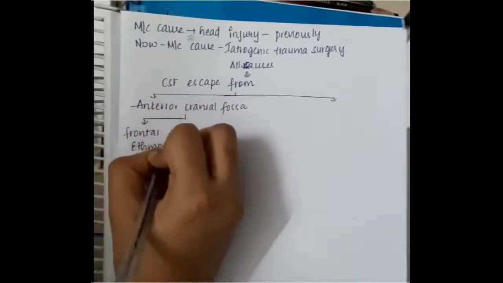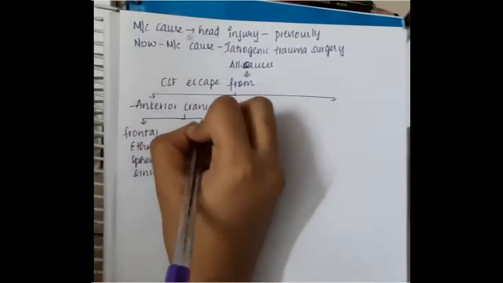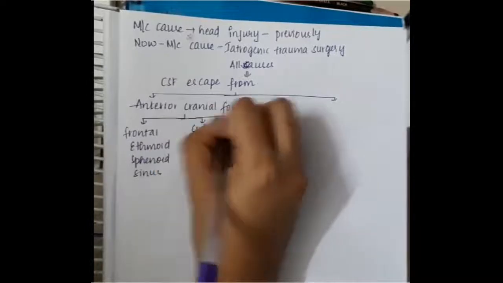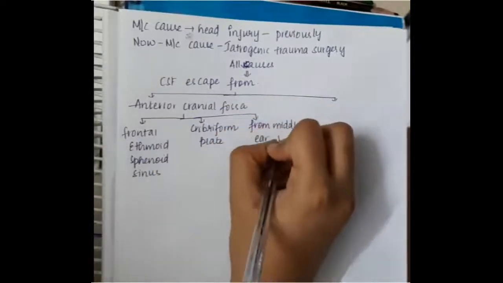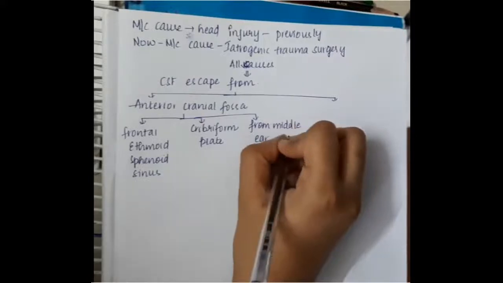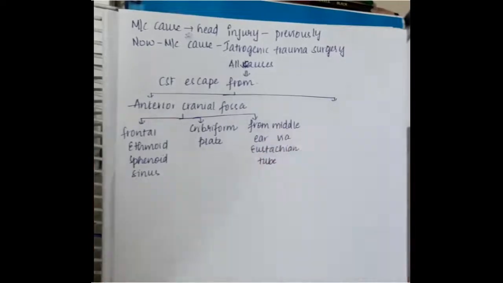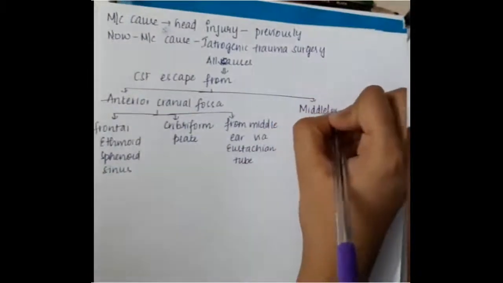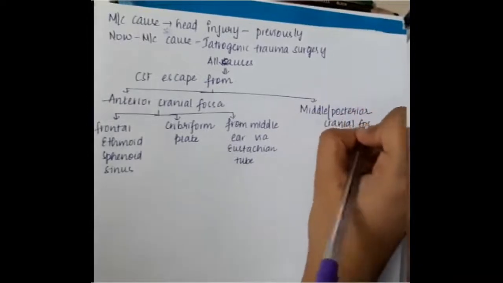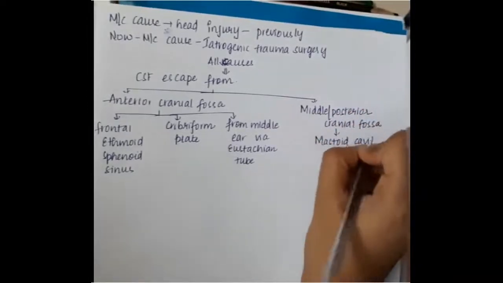All these causes will cause escape of CSF from the anterior cranial fossa or middle or posterior cranial fossa. It can occur from the anterior cranial fossa, that is from the frontal, sphenoid or ethmoidal sinus, or from the cribriform plate, or we can even see the flow of CSF from the middle ear via the eustachian tube.